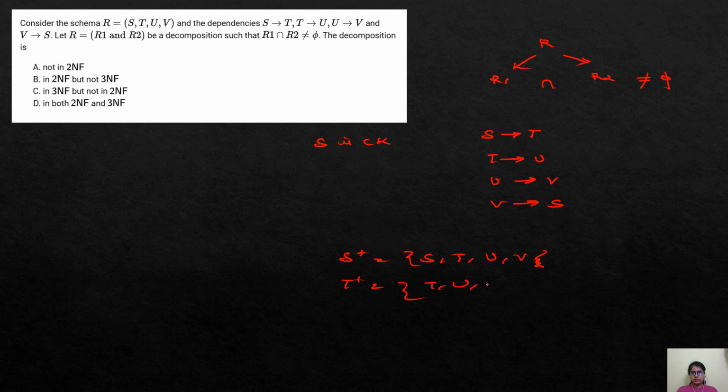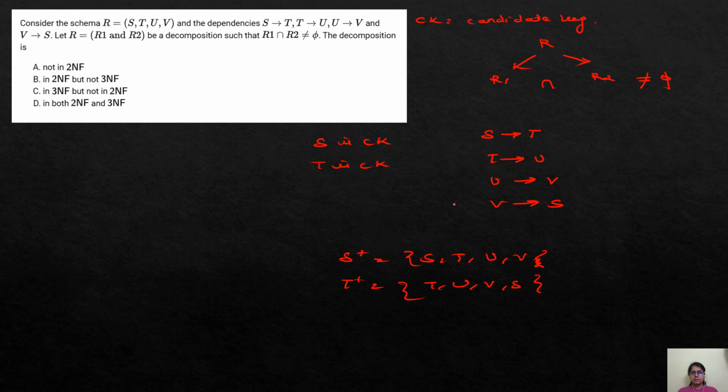So T, U, V, and V is determining S. So S, T, U, V. So T is also CK because all the attributes are present. So if all the attributes are present in attribute closure, then we have to consider it as candidate key. CK is candidate key.